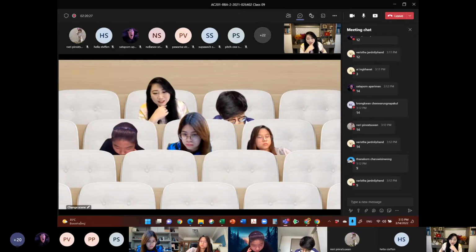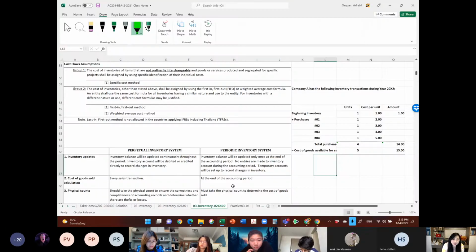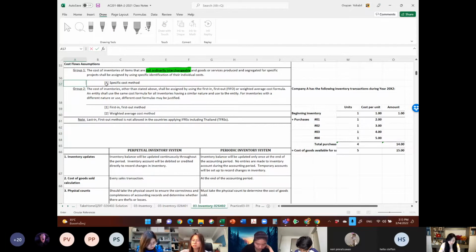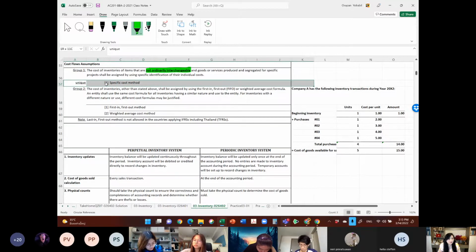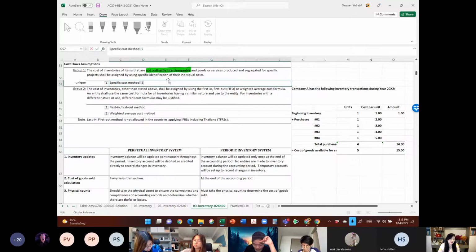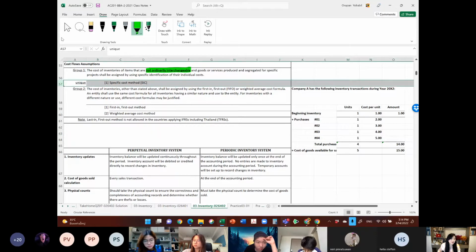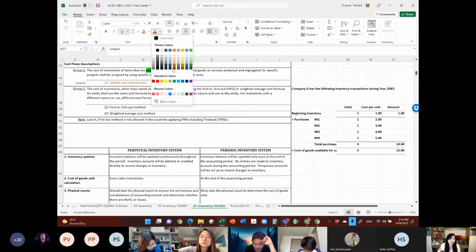So over here, the accounting standard stated that if the product is so unique, right? Okay, so if the products are so unique, meaning that each and every unit has its own character, so they're not the same, right? So if they are not the same, then you have to use what I call specific identification, or SIC. Specific identification cost. So this is the only option.